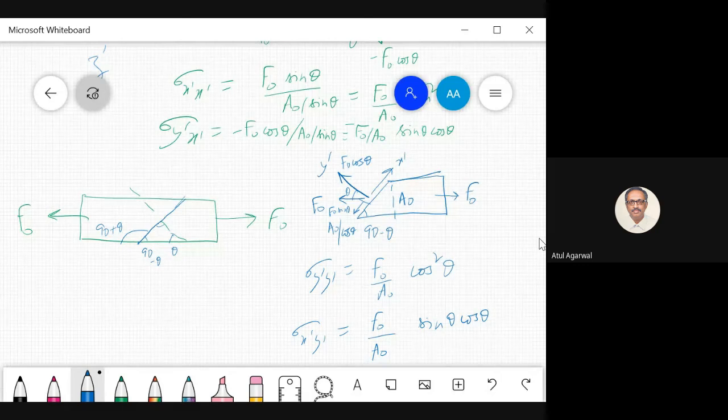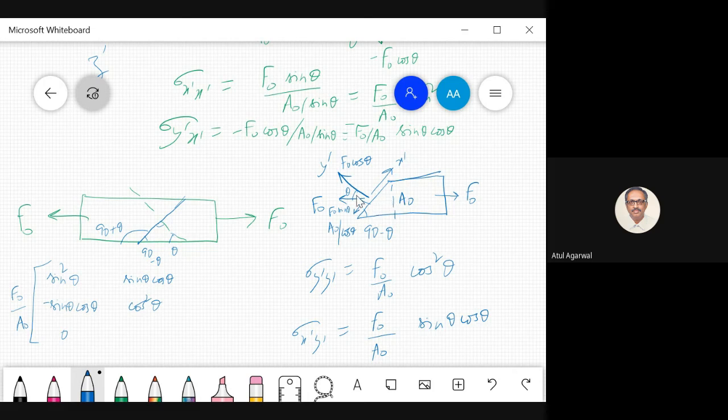So if I just try to represent it, my x prime becomes, this is like sine square theta. This is my minus sine theta cos theta. Let it be 0. Now this here is cos square theta. This is sine theta cos theta. Now let's look at the sign issue here. This is F naught.